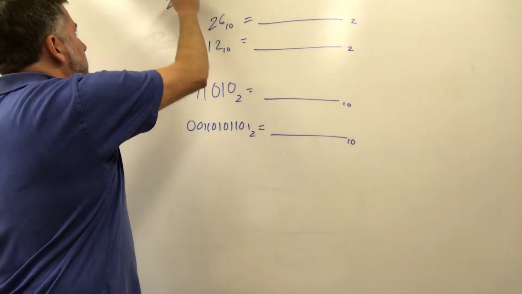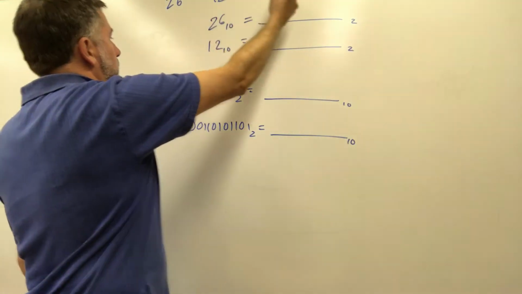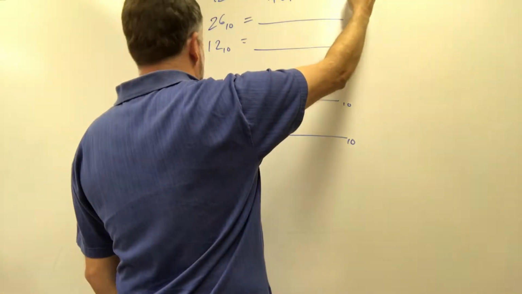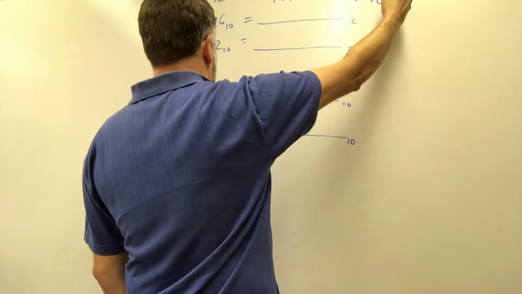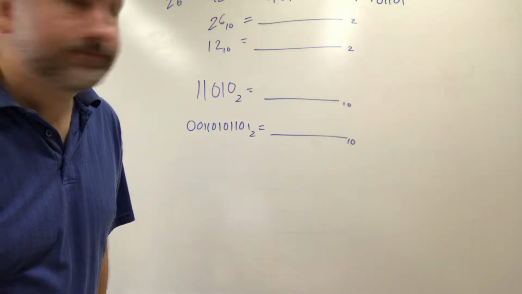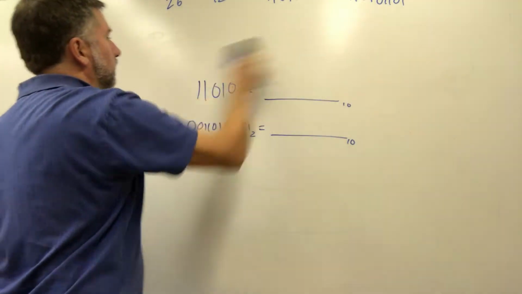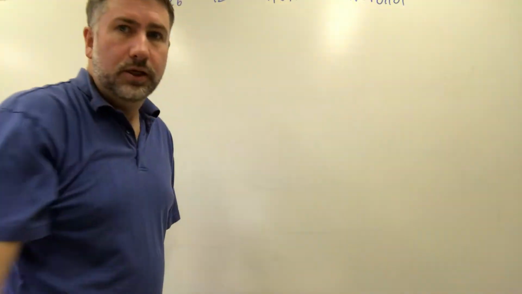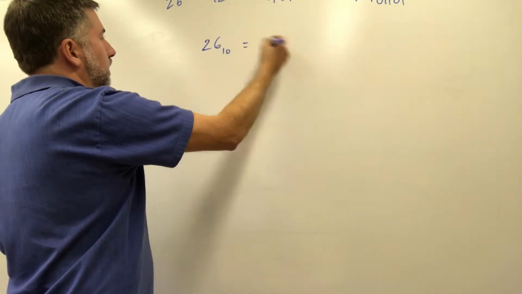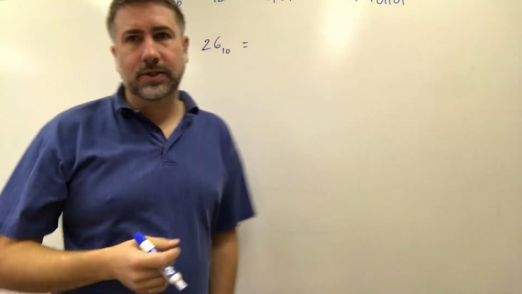So we're going to do 26, we're going to do 12, we're going to do 1, 1, 0, 1, 0, 1, and we're going to do 0, 0, 1, 1, 0, 1, 0, 1, 1, 0, 1. Those are the ones we're going to work on. And they're too high for you to see, but that's okay. We'll get them. So, first, 26 base 10 is equal to what base 2?